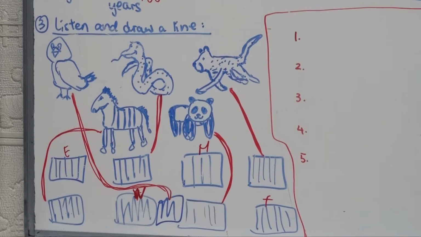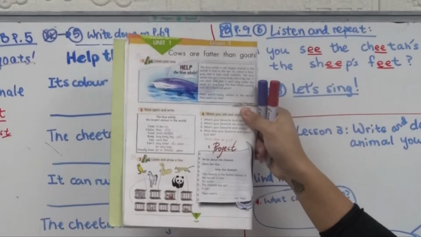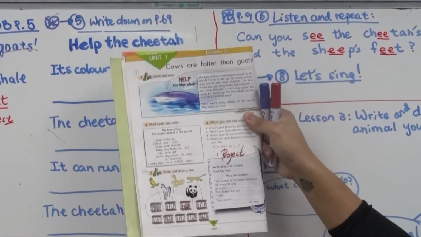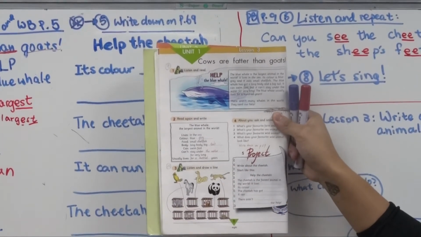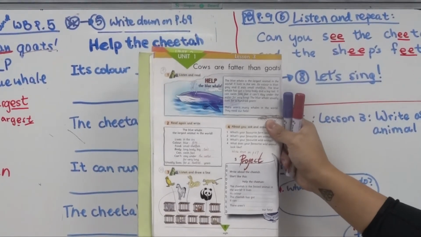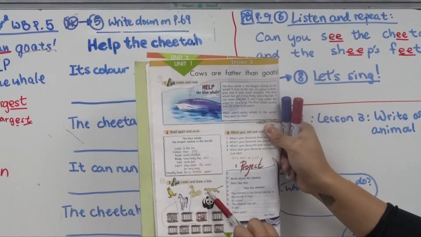Okay, very easy. So now let's go to part 5, okay? Remember I said we'll skip part 4 because we can't do that without everyone in the classroom, right? So let's go to part 5. We have a project to do. We have to write about a cheetah. So this one, right? The cheetah.